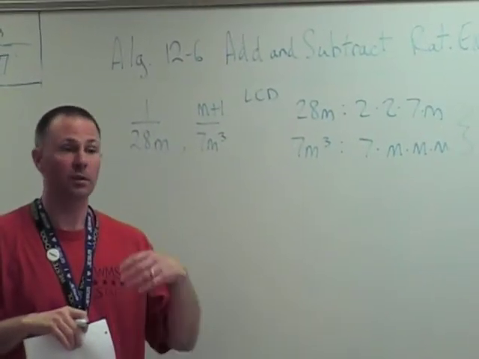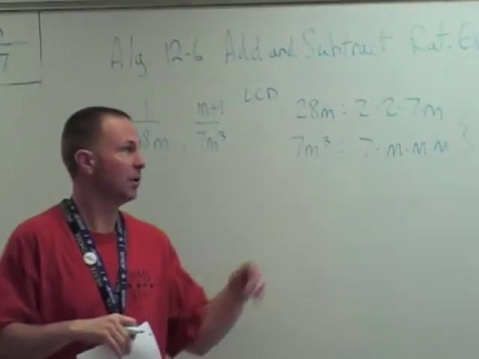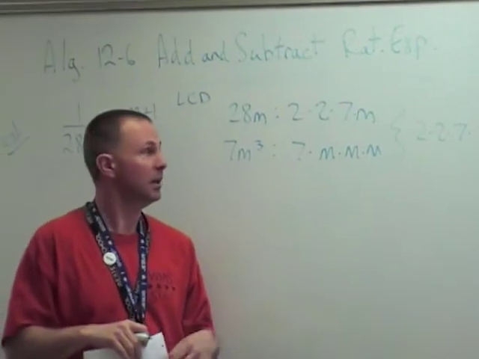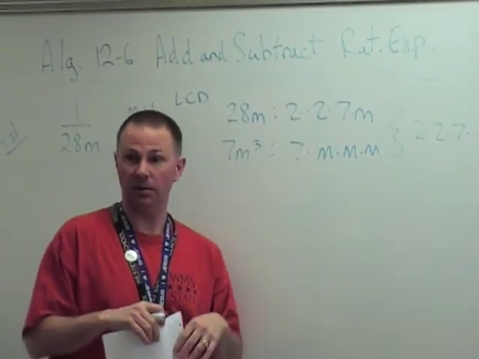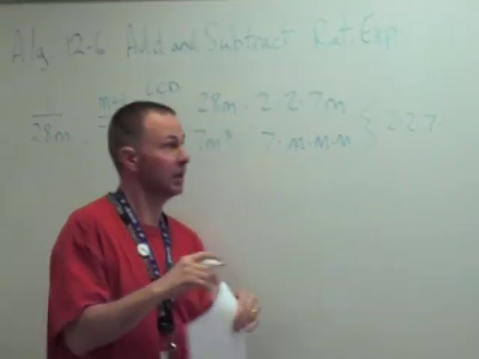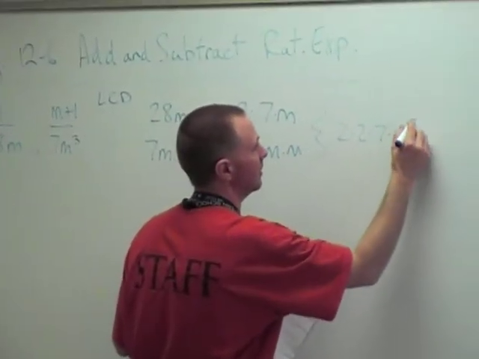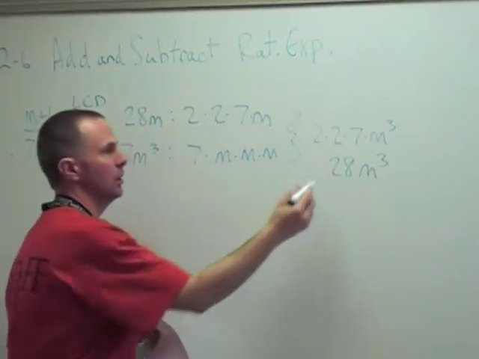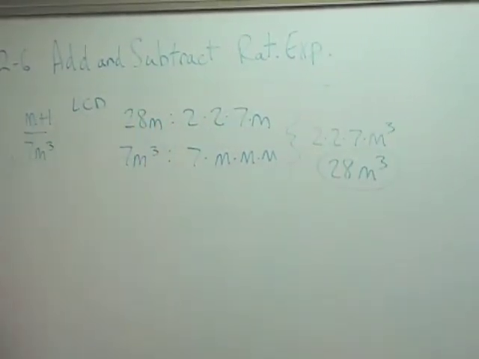So I have 2 2's. I need 2 2's there. I have 1 7 here, 1 7 there. The most frequently they're used is 1. I have 1 m here and 3 m's here. I'm going to use all 3. Alright, so that's really 28m cubed. That's your least common denominator.